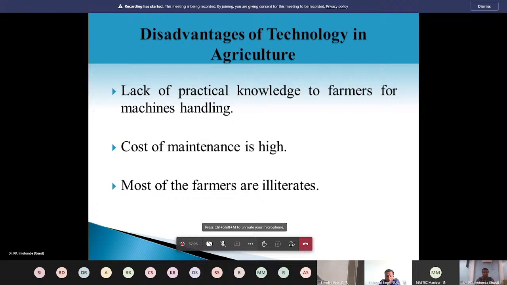As we know, most of the farmers are illiterate, so they have to be educated with a little knowledge about the operation and procedure of the machines and technologies of this era.